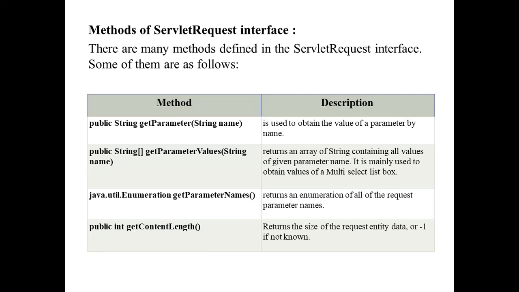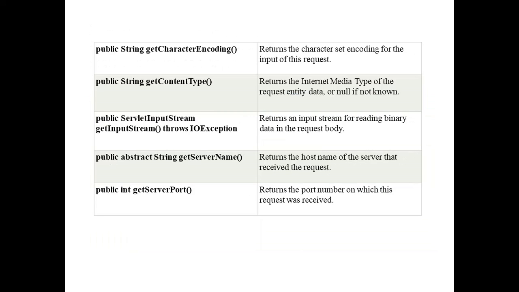Next method is public int getContentLength(). This method returns the size of the request entity data, or -1 if not known. Next method is public String getCharacterEncoding(). This method returns the character set encoding for the input of this request. Next method is public String getContentType(). This method returns the internet media type of the request entity data. Otherwise, it returns null if not known.